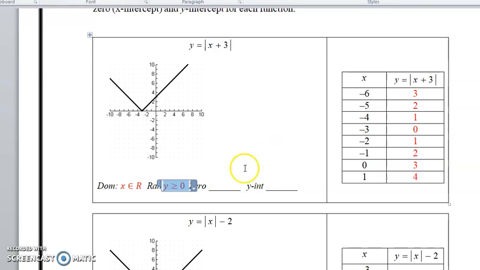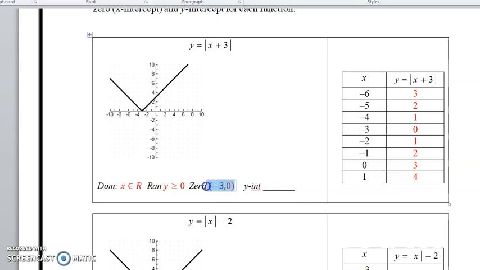And the zeros, your 0 is your x-intercept. You can clearly see in the table it's negative 3 and 0. So we want to add that in there for the 0. So it's going to be negative 3 comma 0.